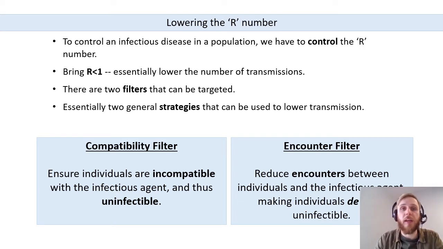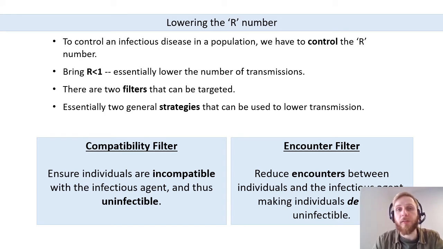The first is referred to as the compatibility filter. So the compatibility filter refers to the fact that there's a barrier that viruses have to overcome, which is the fact that they can only infect individuals that are compatible with that particular virus. So therefore, if we can make individuals incompatible with a particular virus, then the virus cannot infect them, and therefore we should see the R number drop.